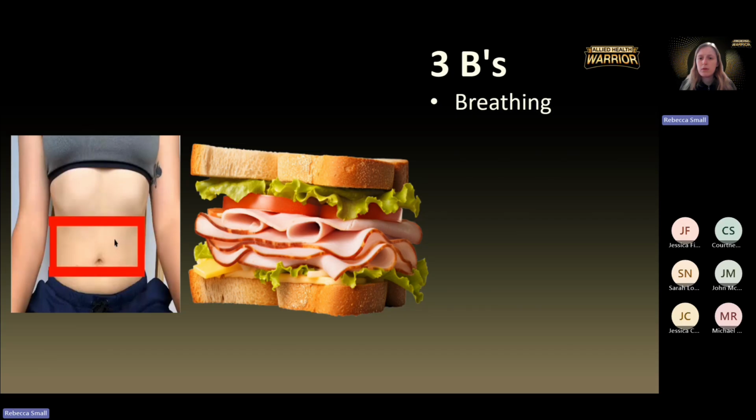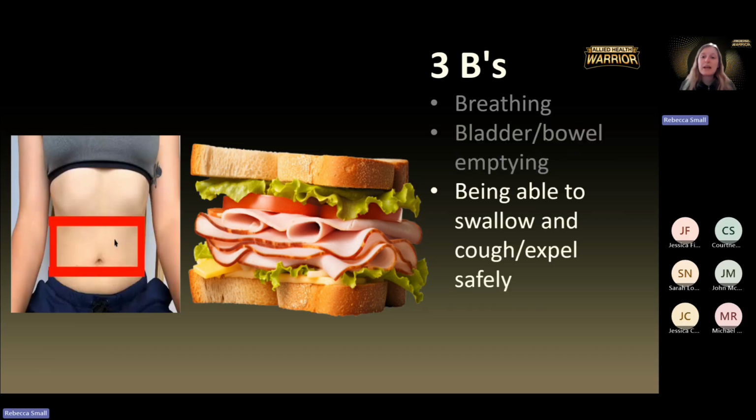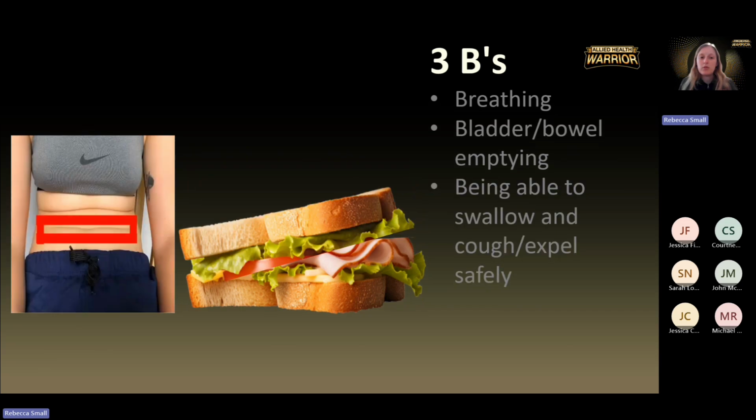I like to call them the 3 Bs. So breathing, bladder and bowel emptying, and being able to swallow and cough or expel what we need to safely. If you even try and recreate that posture now, so if you scrunch in your life box, lean forward, you're slouched, it makes all those things a lot harder. Trying to swallow, cough, breathe, it's all a bit scrunched up.